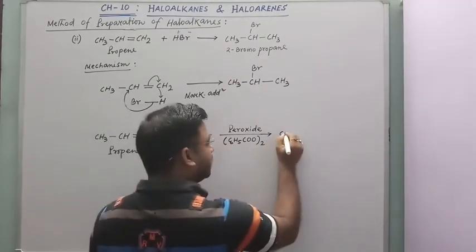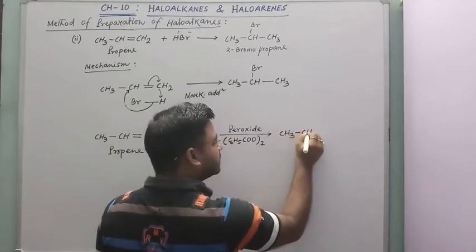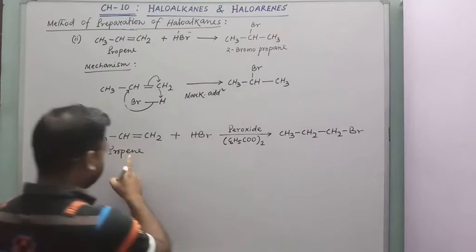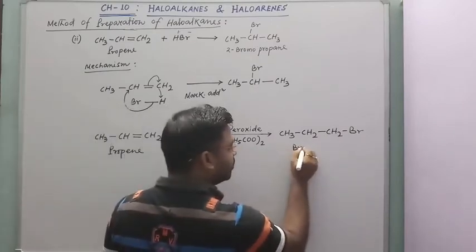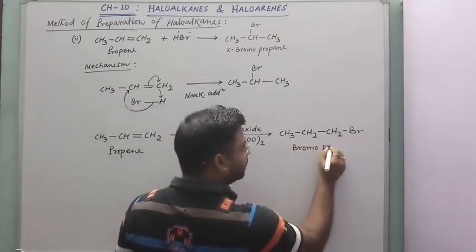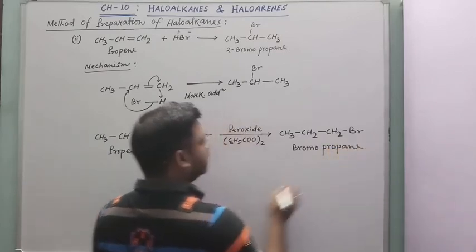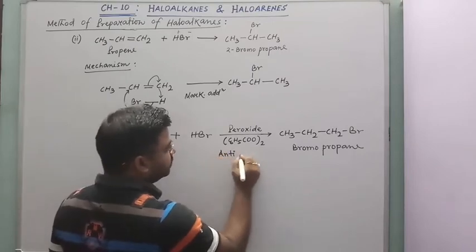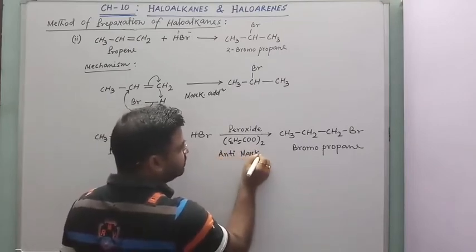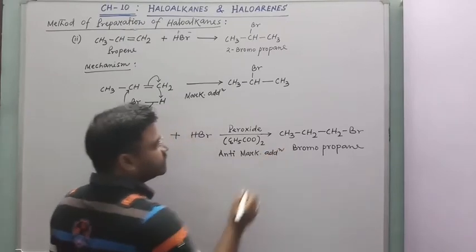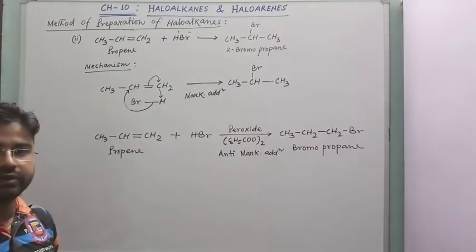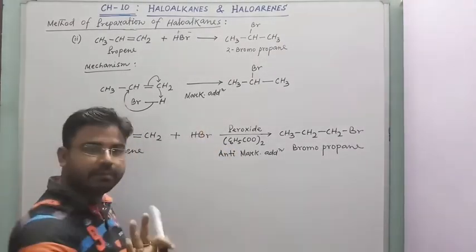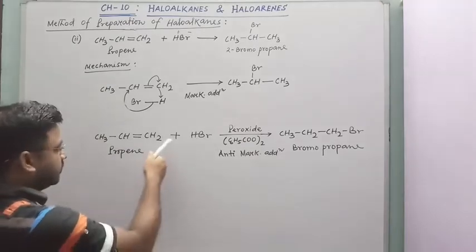Then the product will be CH3, CH2, CH2, Br. So propene gives bromopropane, or 1-bromopropane. So this reaction takes place against Markovnikov's rule. So this is an anti-Markovnikov's addition reaction. Because peroxide is present, Markovnikov's rule is not applicable.